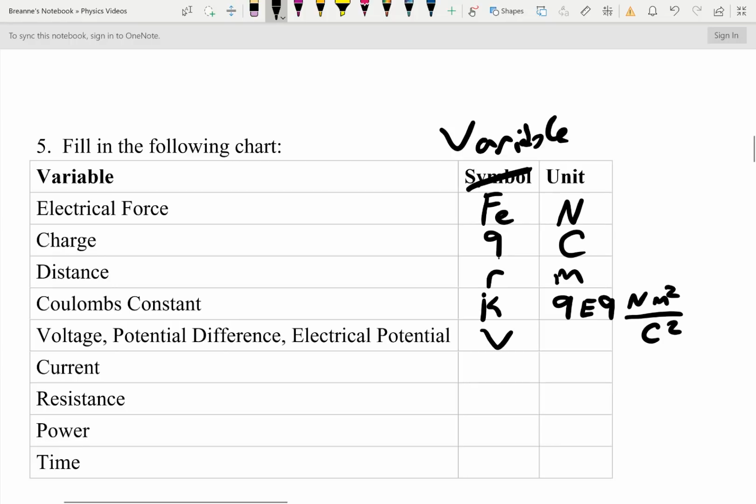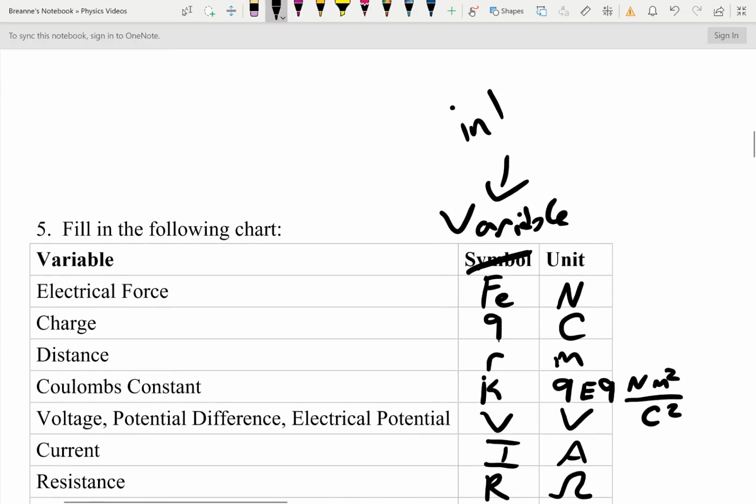It's represented with a V and a V for volts. Current is an I and an A for amps. Resistance is a capital R in ohms. P is power in watts. Time is lowercase t and S for seconds. So this is what goes in the formula, and this is what goes behind the number.